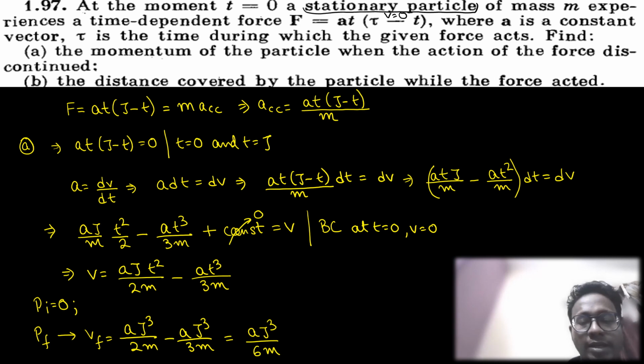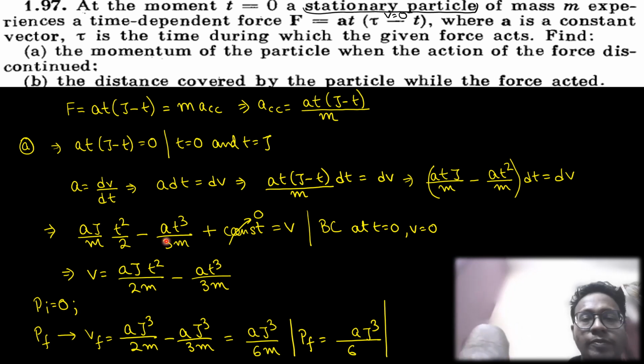So what is p final? Momentum final is equal to mass into velocity. So a tau cube by 6m, you just cancel out the masses. So final momentum is equal to this one, and change in momentum will be this value only. Why? Because initial momentum is equal to 0.